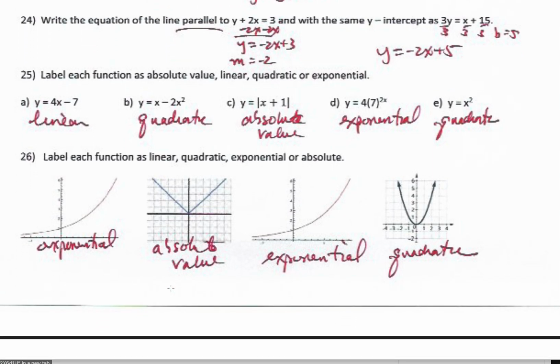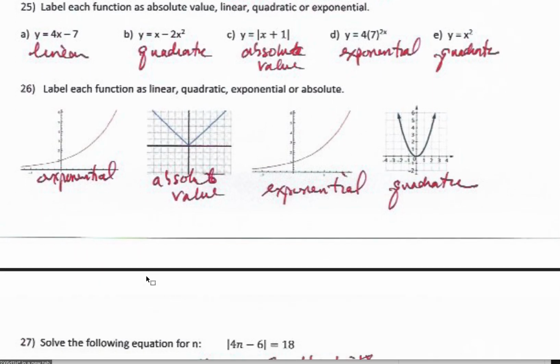Okay, next up, labeling function types. Linear always has a highest exponent on the x of 1. So that's why the first one's linear, y equals 4x minus 7. For quadratic, the highest exponent is 2. So that's obviously choice B is quadratic. When you see these bars, for lack of a better term here, that always indicates absolute value. And when the variable is in the exponent, we call it exponential. And this is also quadratic at the end because the x is squared.